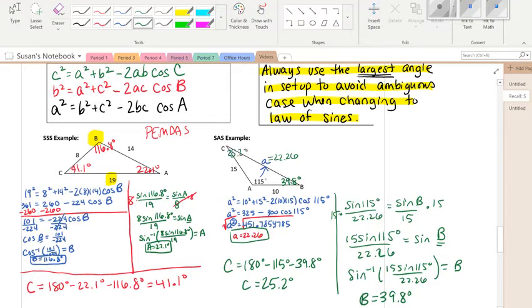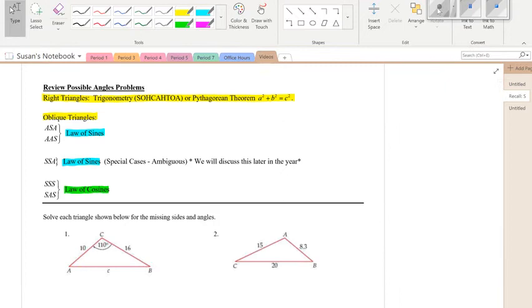And now we've solved for each different piece of the information of the triangle that was missing. So let's review the possible angle problems. So right triangles, if we have a right triangle, we can use right triangle trigonometry, so SOHCAHTOA, or the Pythagorean theorem, a squared plus b squared equals c squared. When it's not a right triangle, when we have oblique triangles, we are going to use either the law of sines or law of cosines.